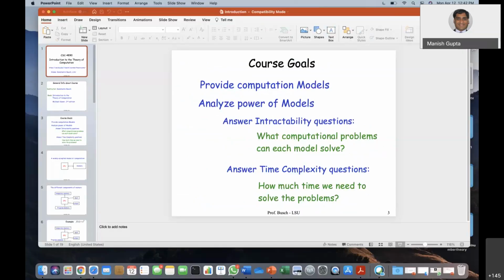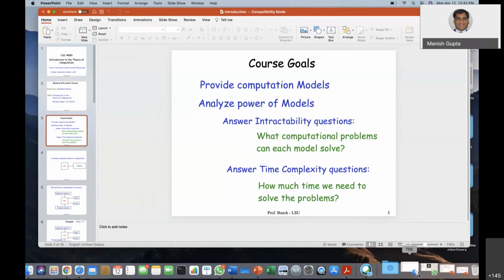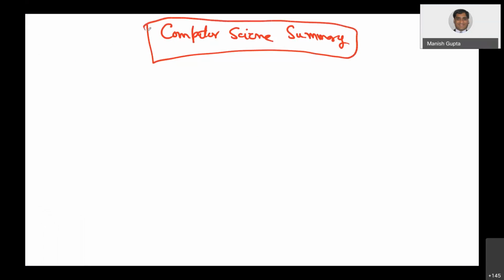In this topic we actually want to see what is the power of your computer. So let me share with you one very basic thing, a computer science summary that I want to tell you. What is the computer science summary? This summary was given by a linguistics professor, Noam Chomsky, who says that there are only four kinds of machines in the world. The first one is finite automata.